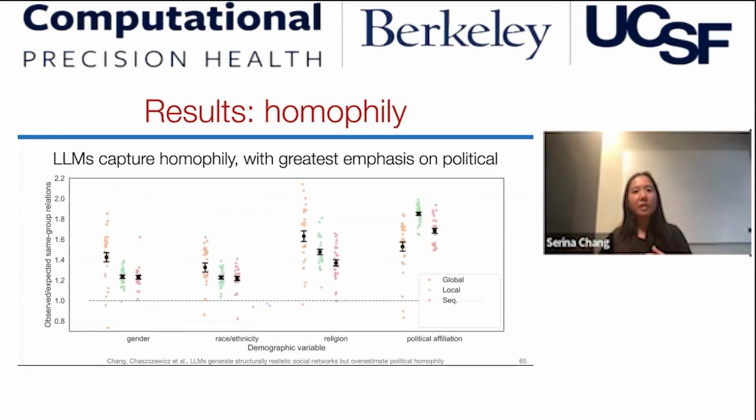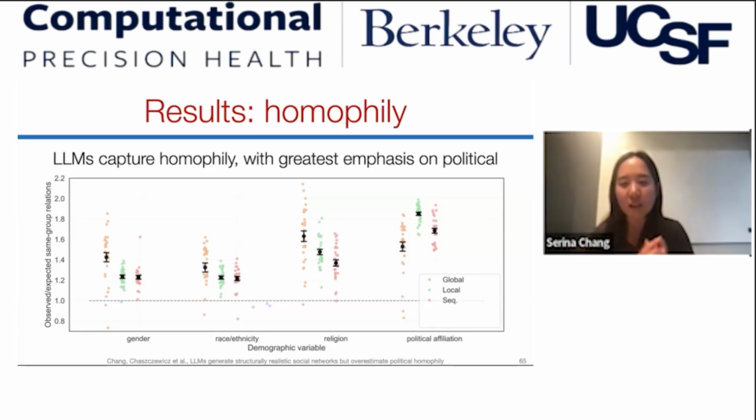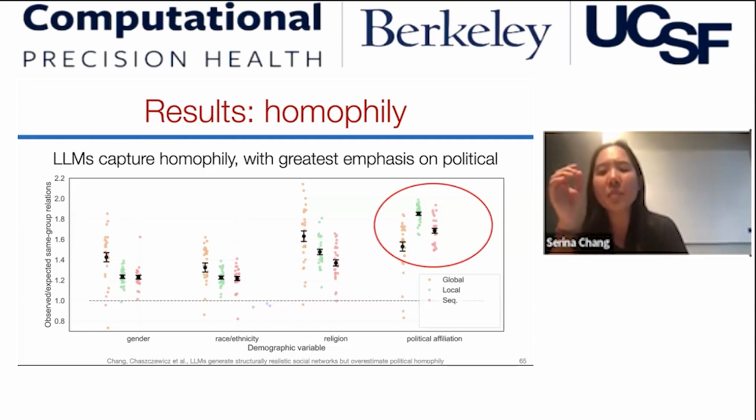But before we get too excited, let's talk about homophily as well. Remember, we're measuring it here as the ratio of same group edges observed to expected same group edges. A ratio above 1 means that there's homophily. And what you can see here is for all of these demographic variables, there's clearly homophily in the generated social networks by the LLMs. In particular, we find that the LLM consistently pays the most attention to political homophily, especially the local method and the sequential method.